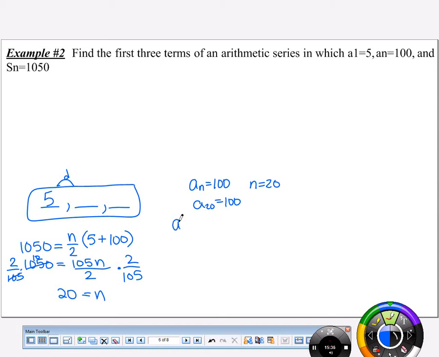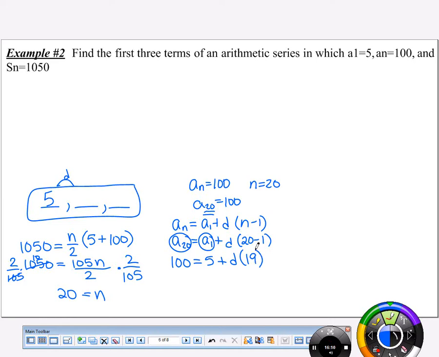So the reason that helps me is because if you remember, again, we have this rule. Okay. And if I specifically use it for when n is 20, I would have that the 20th term is equal to the first term plus the difference times 20 minus 1. Because remember, I'm plugging in 20 for n, the 20th term. Now I actually know the 20th term. It's 100. And I actually know the first term. It's 5. 20 minus 1 is 19.